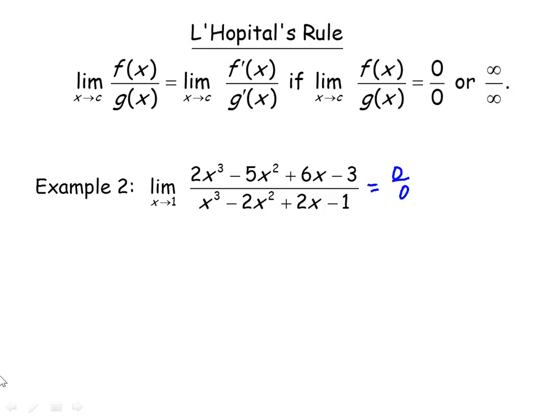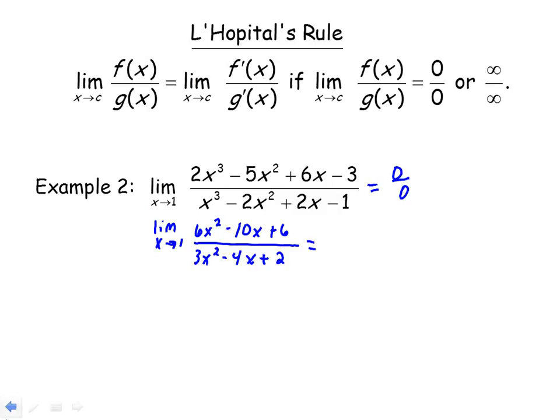So let's apply L'Hopital's rule. And now we're going to have the limit as x approaches 1 of 6x squared minus 10x plus 6 over 3x squared minus 4x plus 2. Now let's apply the limit again. Okay? So L'Hopital's rule states if you get an indeterminate limit, meaning you get 0 over 0 or infinity over infinity, take the derivative of the top, the derivative of the bottom, and apply the limit again. So let's try it again.